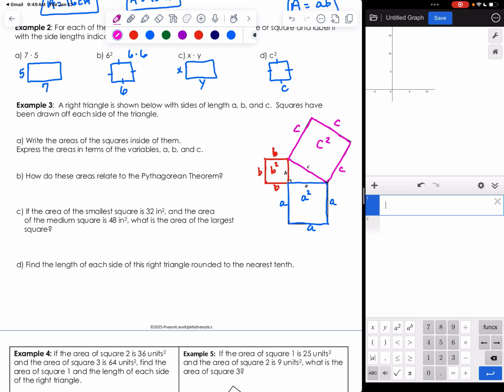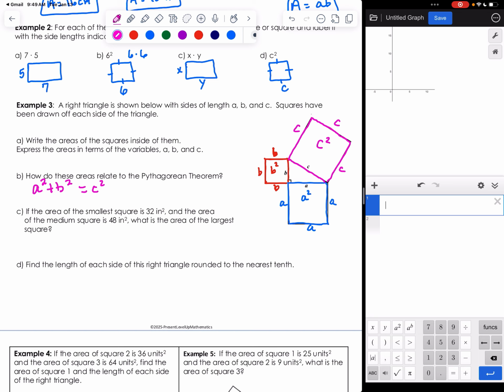In problem B, it says, how do these areas relate to the Pythagorean theorem? Remember, in the Pythagorean theorem, we know that the sum of the legs squared is equal to the hypotenuse squared. So we know that a squared plus b squared must equal c squared.